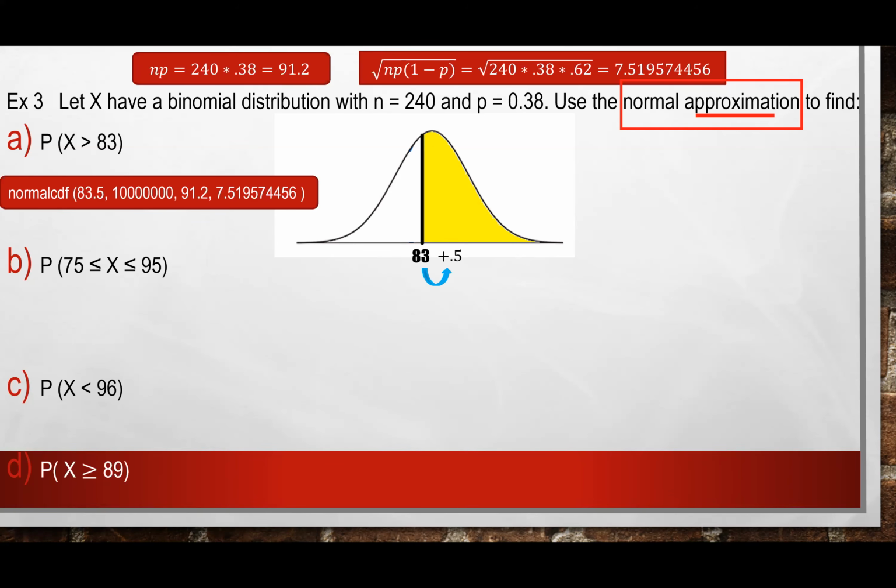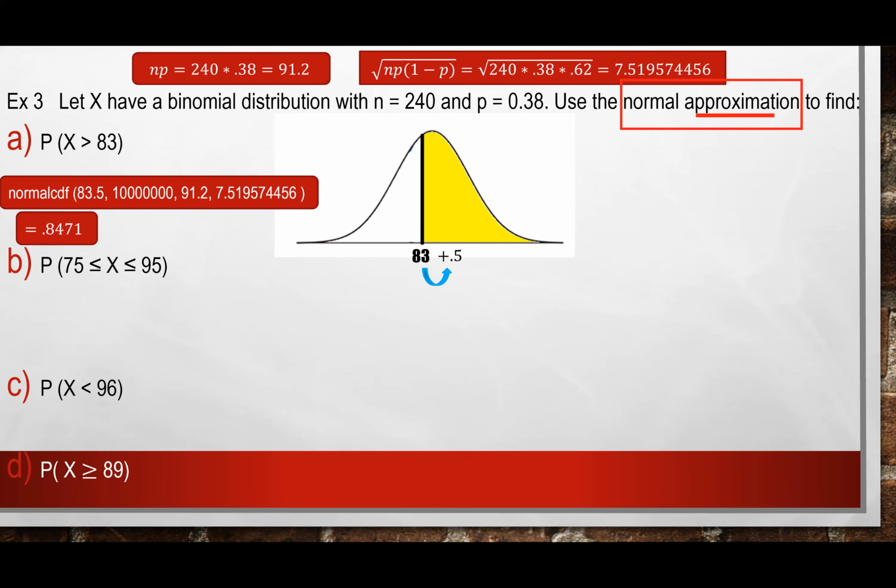My mean will be 91.2, and my standard deviation is 7.519574456. And again, everything else is the same, right? Like I mentioned, the only reason I want to show you guys this is if they give you symbolic rather than tell you in wording, you know what to do.